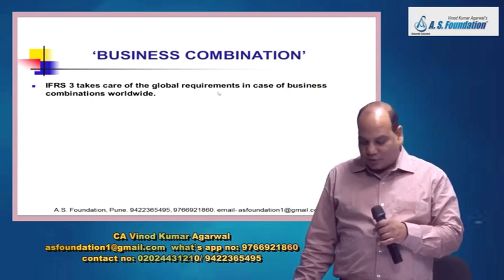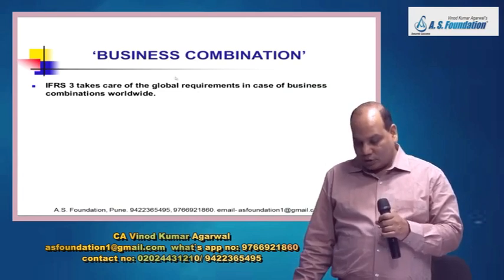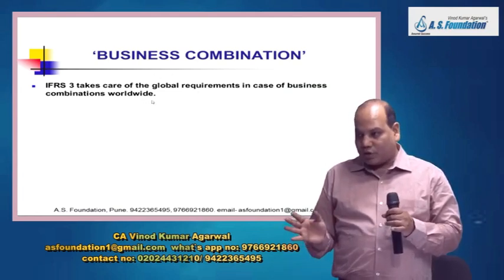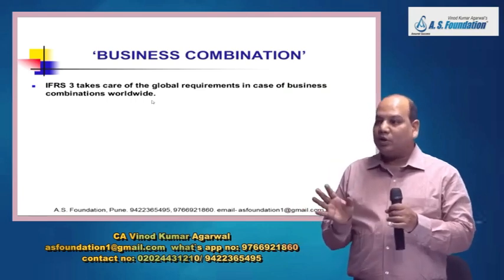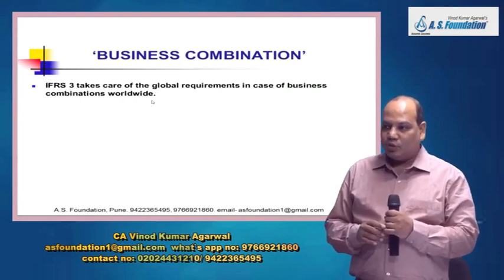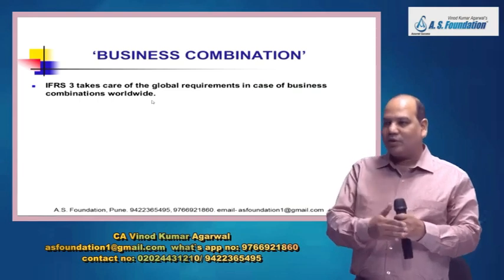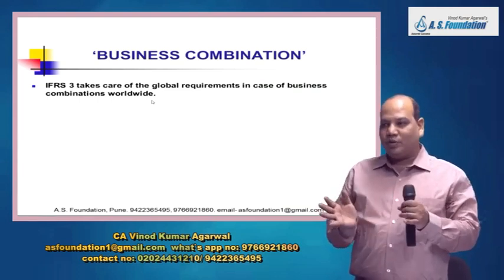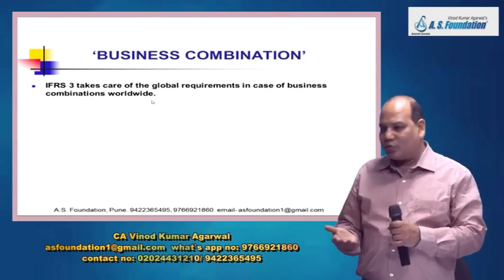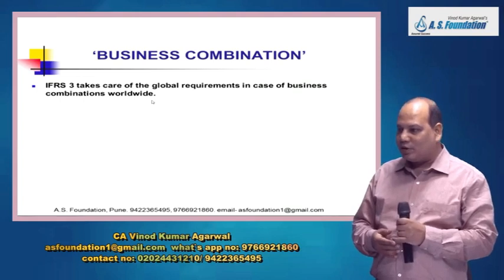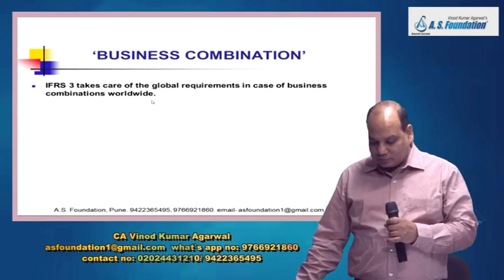IFRS 3 takes care of global requirements in case of business combination worldwide. Now this standard is used in IFRS. Even US GAAP is similar to this standard. So that means the same standard is followed by the US and under IFRS. So if these two GAAPs follow the same type of standard, you can say more than 90% of the world is covered. Is it right?